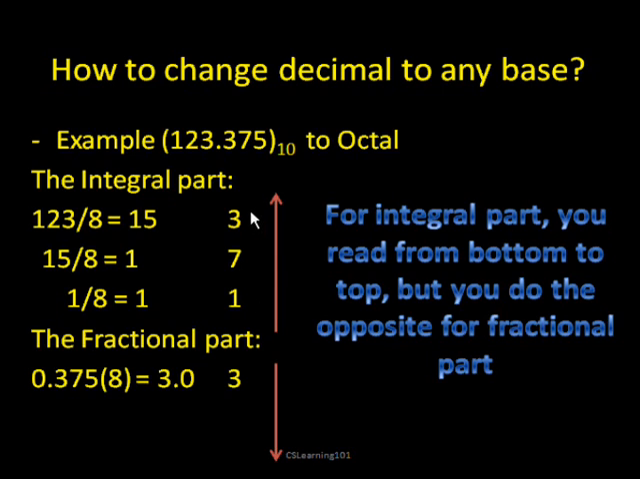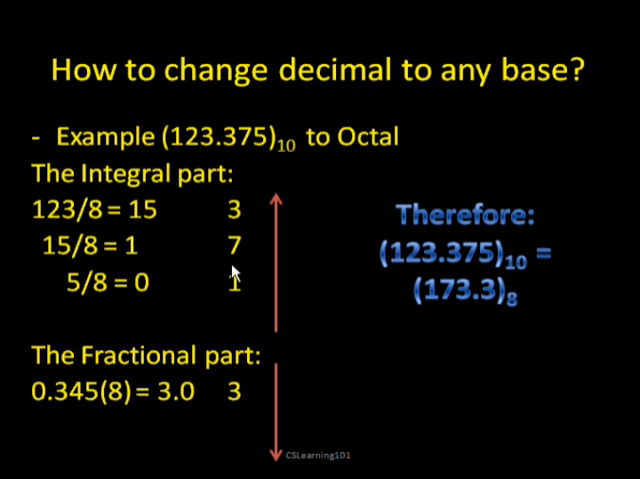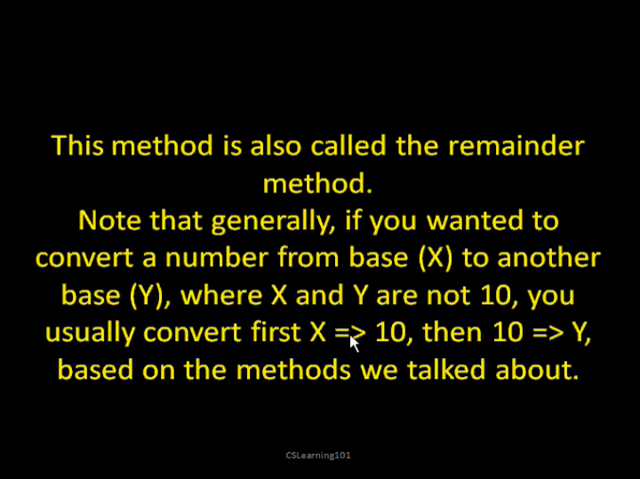173. But you would do the opposite for the fractional part. You would read from the top to the bottom, which would be 3, then 0, because there's nothing else. Okay, so therefore, if you put it all together, you would get 173.3 in octal. This form of converting is also called the remainder method, just so you know.